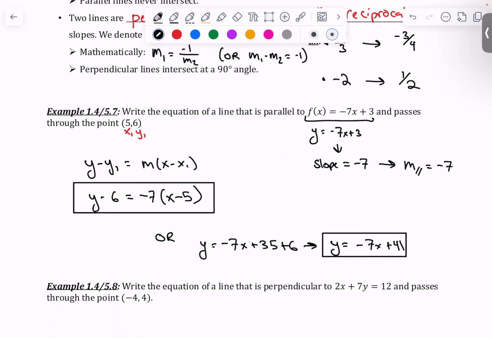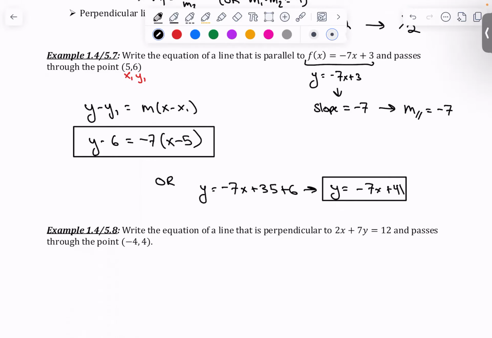So this one was given a parallel slope. So we needed to find, like, the slope was the exact same. The next one: find the equation of a line that is perpendicular to 2x plus 7y equals 12, and it passes through the point (-4, 4).